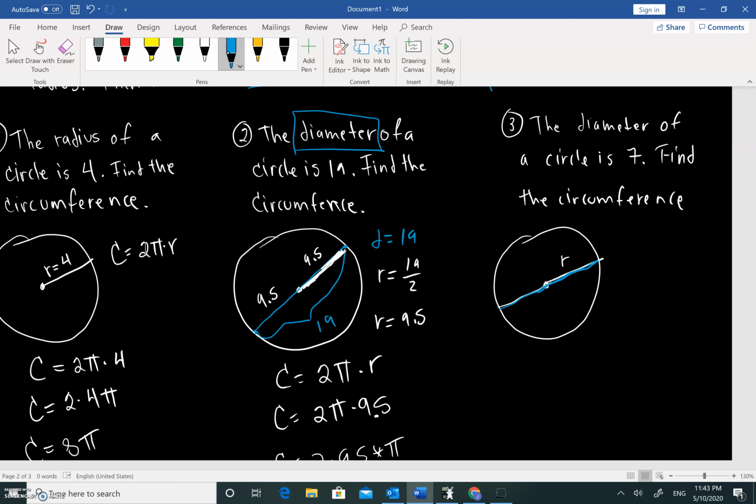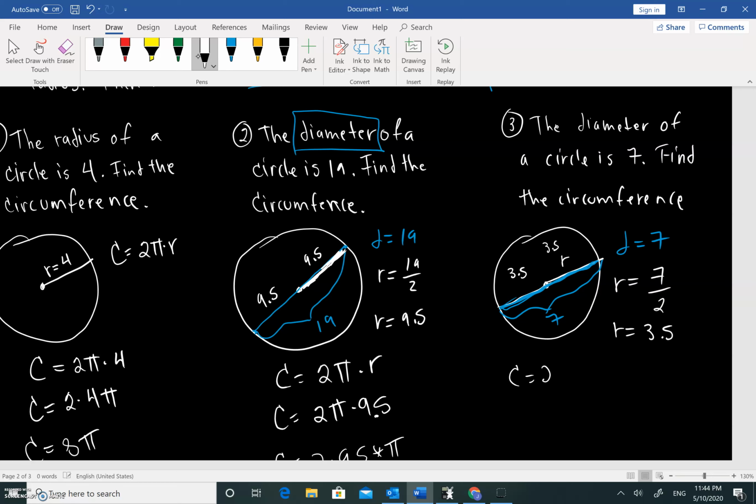Remember, the diameter, in a way, is twice the radius. So from here all the way to the end, it's 7. So what should be half of that? So d is equal to 7. Well, that means that my r is equal to 7 divided by 2. That means that my r is equal to 3.5, right? Because if this is 3.5 and this is 3.5, adding them together gives me 7.